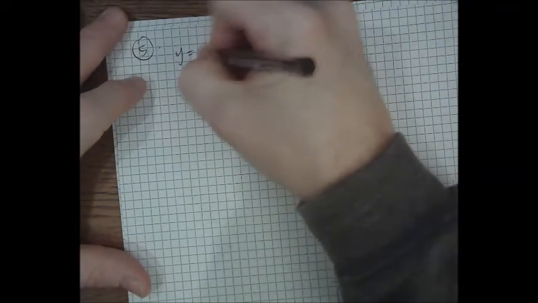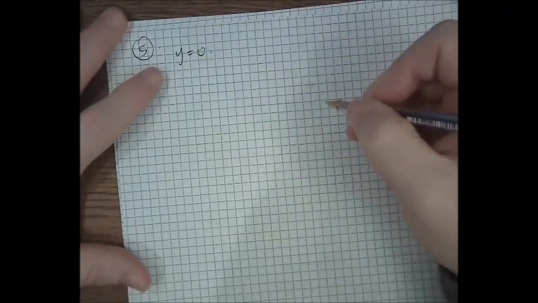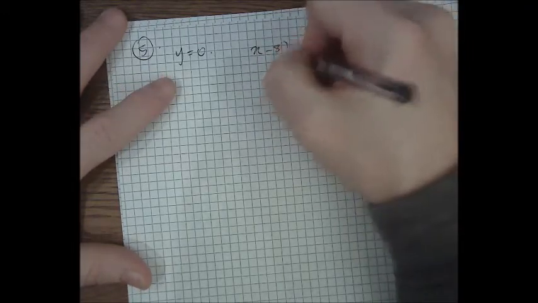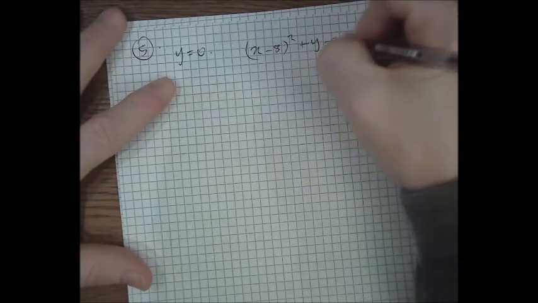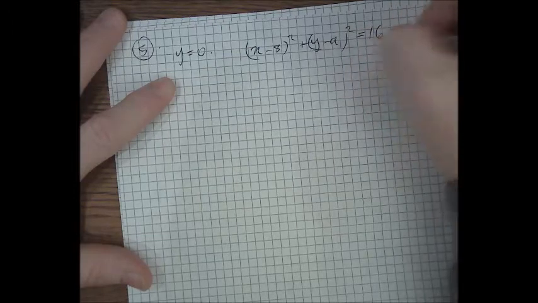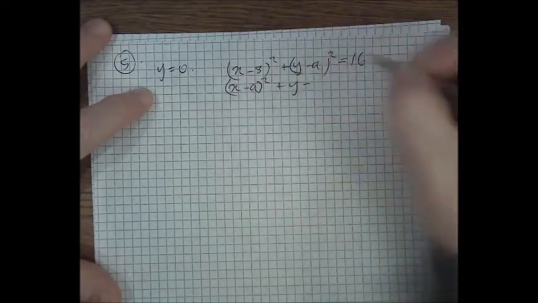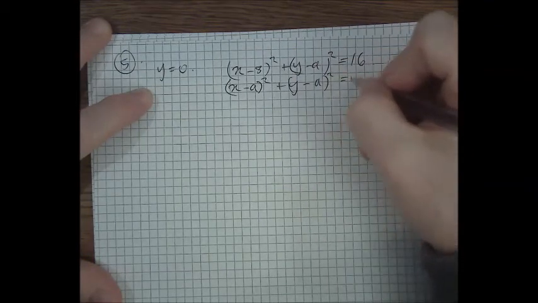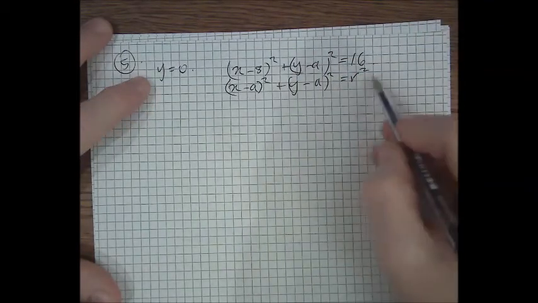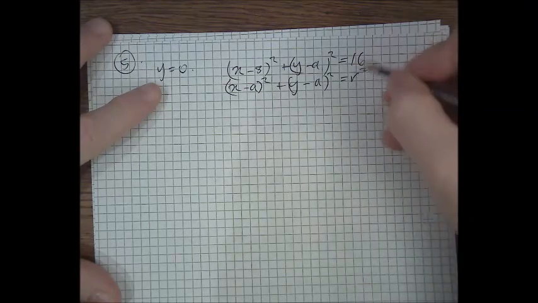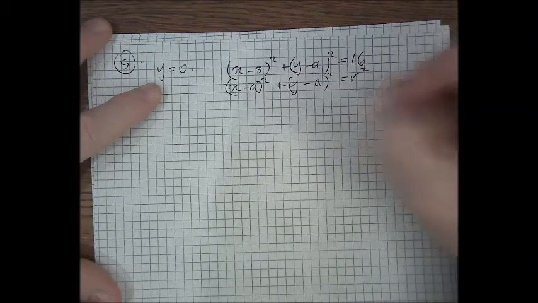Okay, question number 5. Okay, y equals 0, that's the x-axis. It's a tangent to this circle, most of the details of which we know. We know that its radius is 4, because the template for the equation of a circle is this. What's playing the role of r squared? 16, so r must be 4.